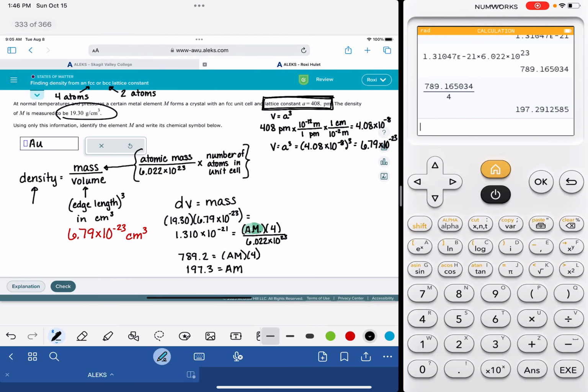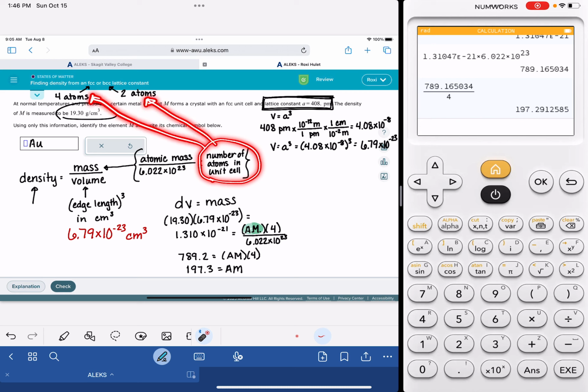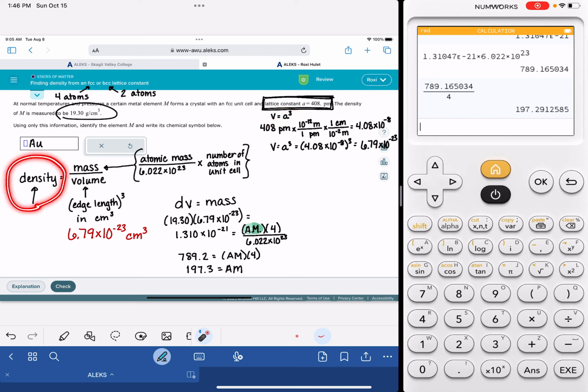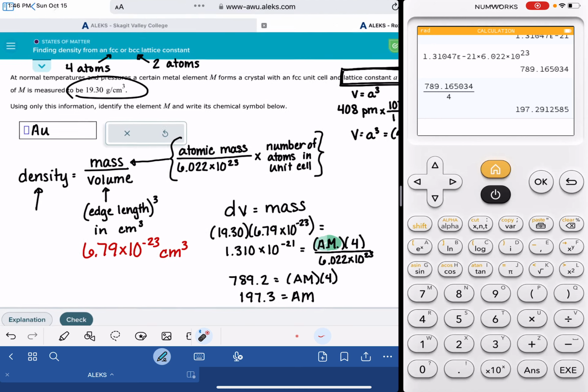Gold, yes. So this problem has a lot of different potential for what ALEKS might ask you to solve for. It might be asking you to identify the element, which means you have to solve for atomic mass. It might be asking you to identify the unit cell, which means you solve for the number of atoms in the unit cell, and then you use that number to figure out the type. It could be asking you to solve for the lattice constant, which is the edge length, which you would get from the volume, or it could be asking you to calculate the density, which is pretty tough as well. But take your time with this problem and good luck.